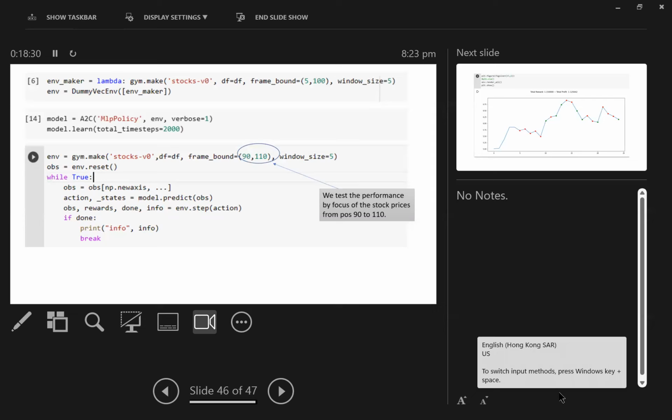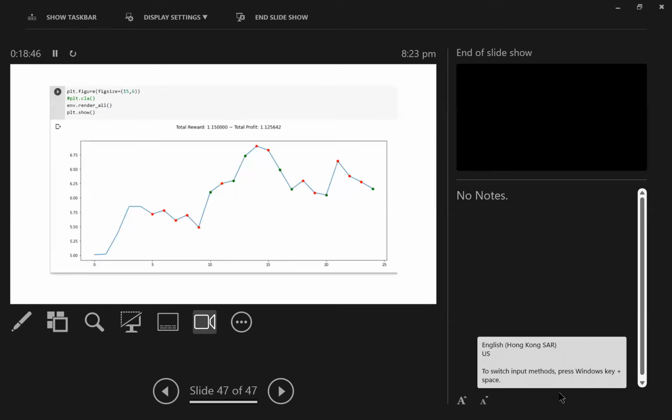But eventually we have 100 at the end, and then we make the environment run the program all over again. But this time, it is only for this part of the testing. And then after that, we can use visual rendering. Then you see that in this 90 to 100 period, it will tell you the prediction of A to C. Okay?